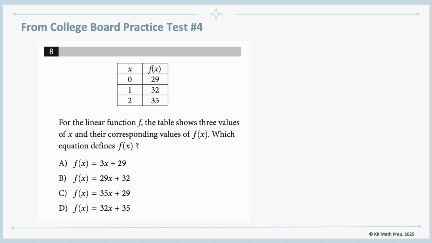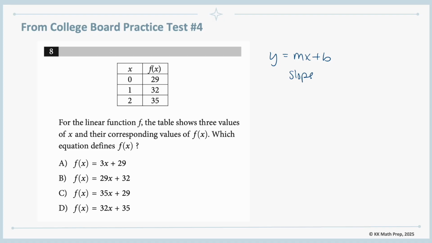So let's get started. We have a table here with different values of x and y. For the linear function f, the table shows 3 values of x and their corresponding values of f of x. Which equation defines f of x? You'll notice in all 4 of our answer choices, they are all equations of lines, which take the form y equals mx plus b.